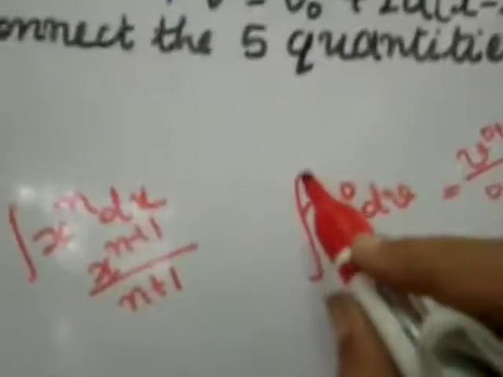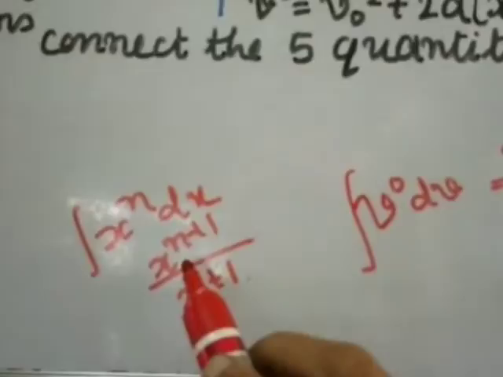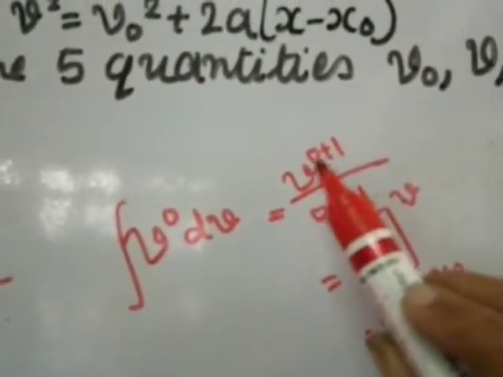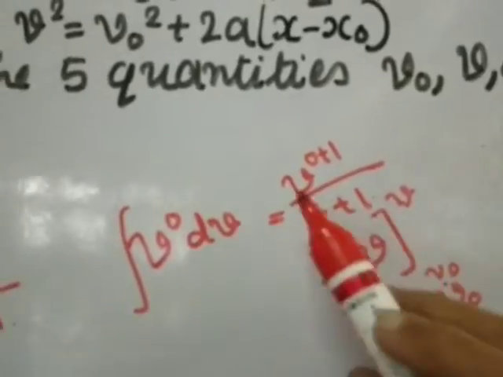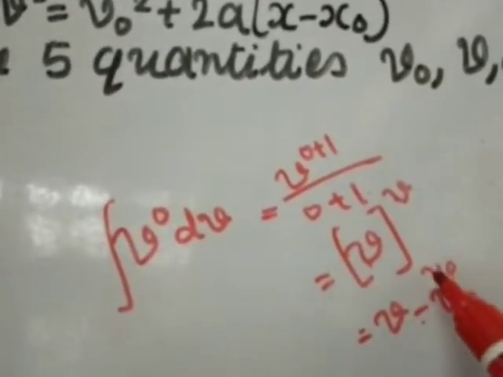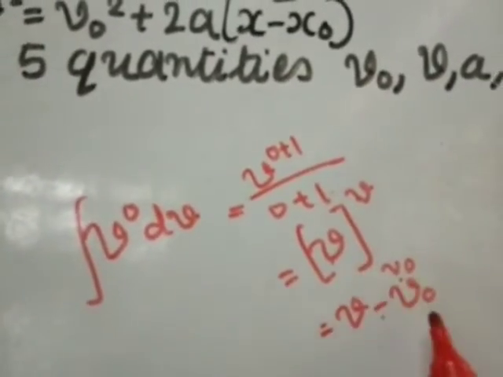Same way for this v. It is 1, so you can write v as v power 0. So you will use the formula x power n, where n is 0, and the formula is x power n plus 1 divided by n plus 1. So you will write it as v power 0 plus 1 divided by 0 plus 1. So you get here v divided by 1. 1 we do not write, and the limit is from v0 to v. So apply first the upper limit v minus the lower limit v0.